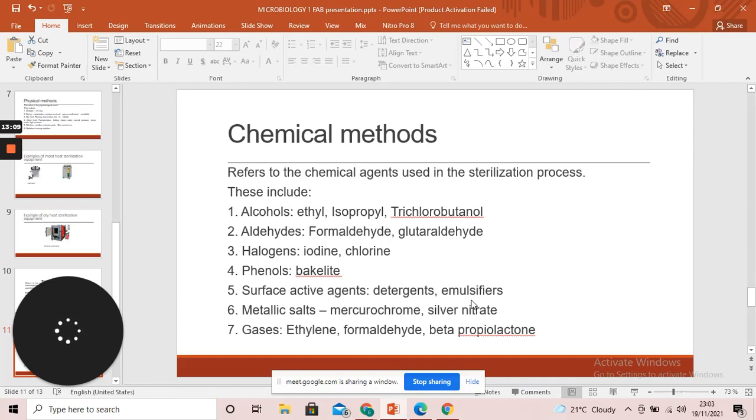Chemical methods include alcohols, aldehydes, halogens such as chlorine, phenols, surface active agents, also known as surfactants. These include detergents. We have metallic salts such as silver nitrate, and gases such as ethylene oxide, formaldehyde, and BPL.